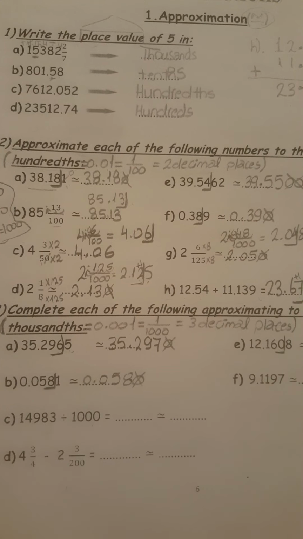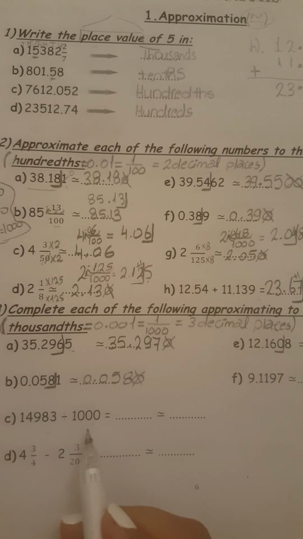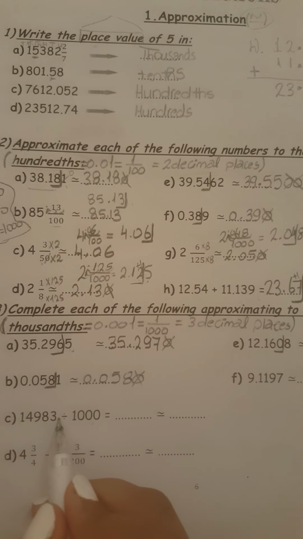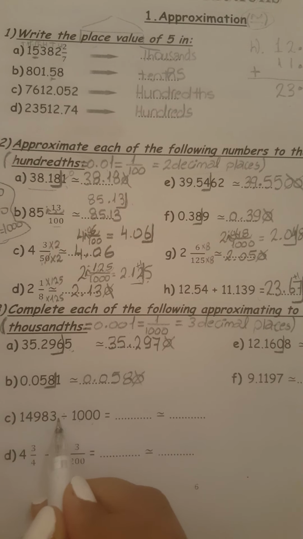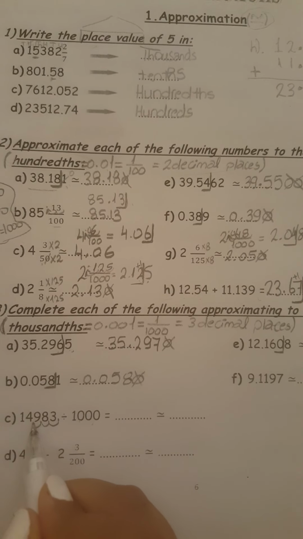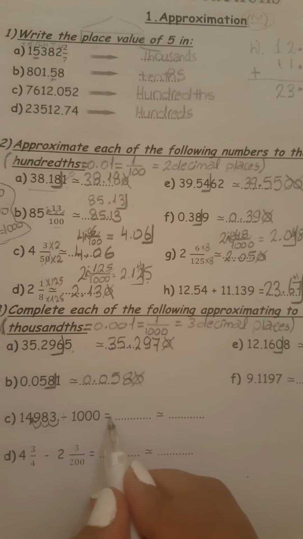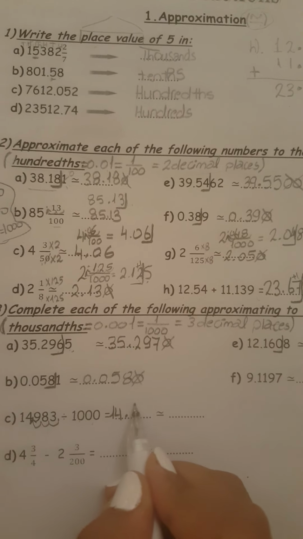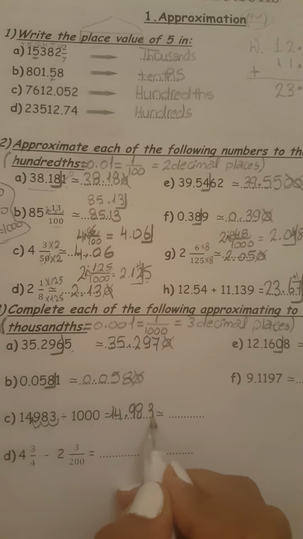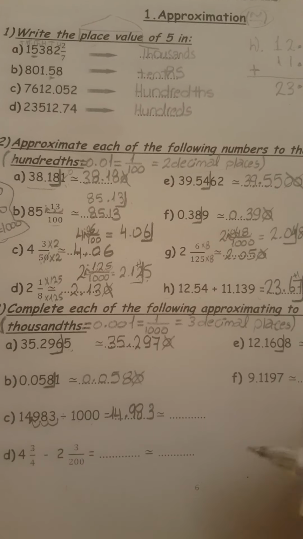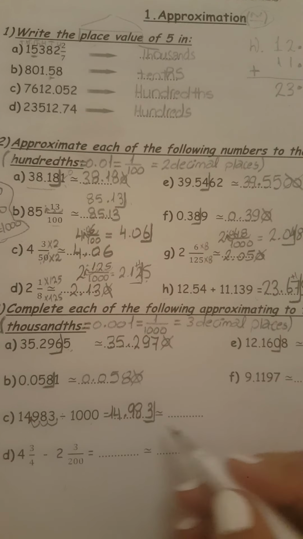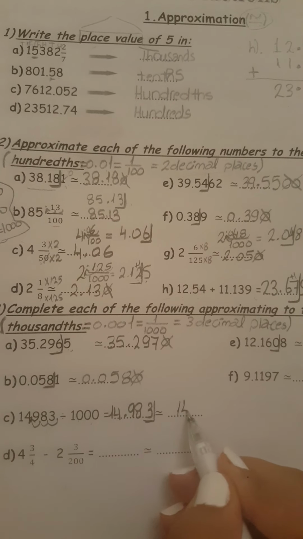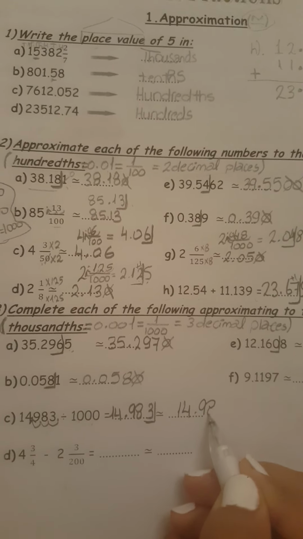14,983 divided by 1000. Divide by, what will I do? I will do the moves. I will start my point from here. He writes divide by 1000, so I will make 3 moves: 1, 2, 3. So it will be 14.983. He wanted approximated to the nearest thousandths. Where is the thousandths place? Here it is. There is nothing after it, so I will keep it as it is. Okay.